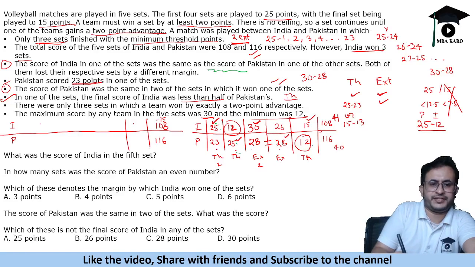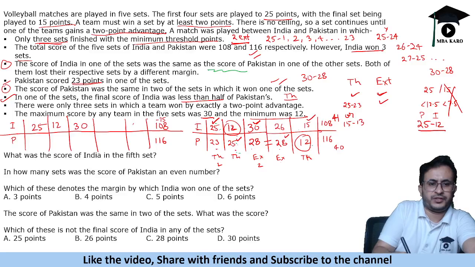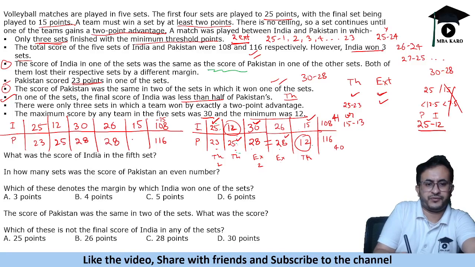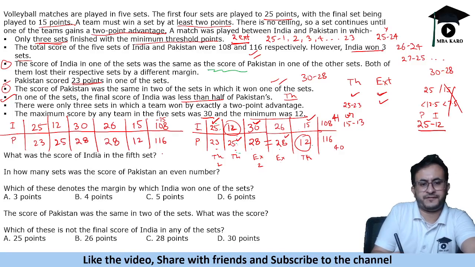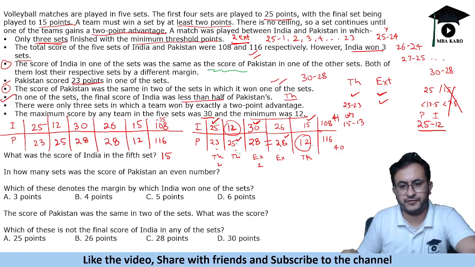Now last set is unique and the remaining 4 sets are identical. They can be arranged in any way. So 25 and 12, 30, 26 and 15. This is 23, 25, 28, 28 and 12. So what was the score of India in the 5th set? In the 5th set, India scored 15 points.